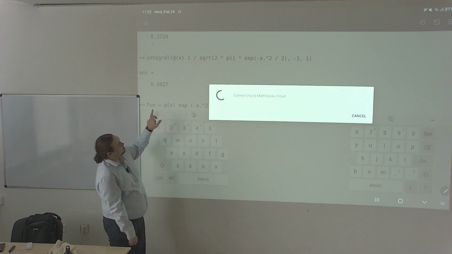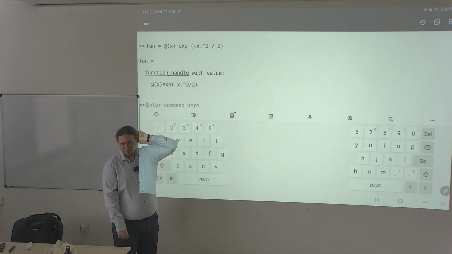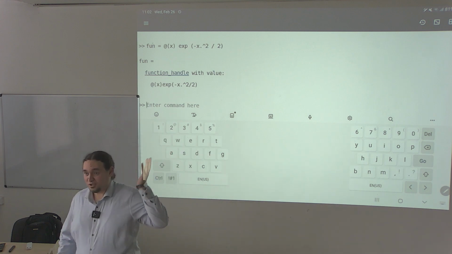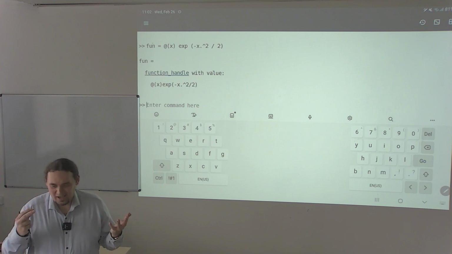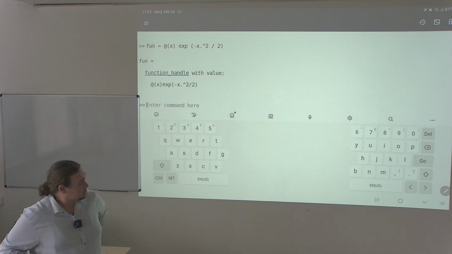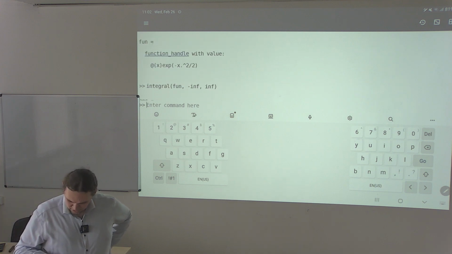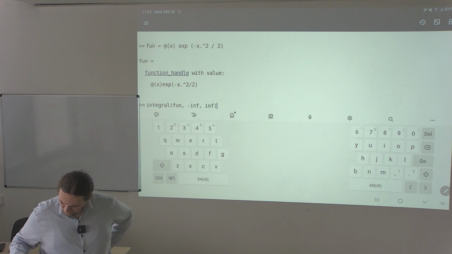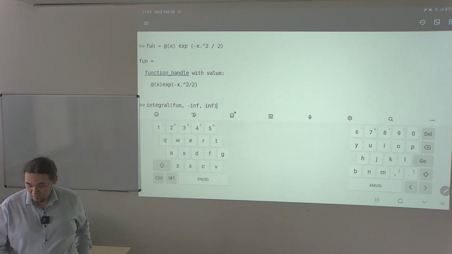So what do we do? We try defining our function. Are you familiar with this kind of notation? Okay. Maybe not everybody, but this is how we can have fun. So you don't need to always write the function. If it's just one line of code in MATLAB, you can define it through this function handle. And let's now do the integral of this function. So we take the integral of the function fun from minus infinity to infinity.